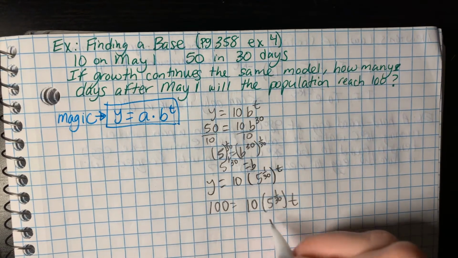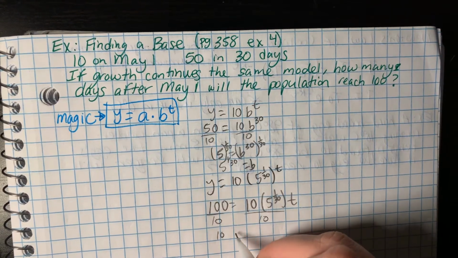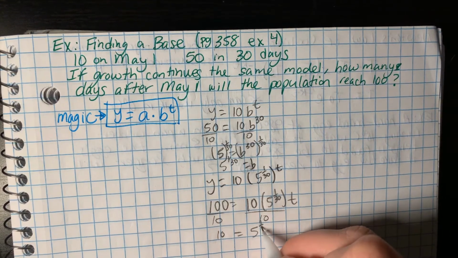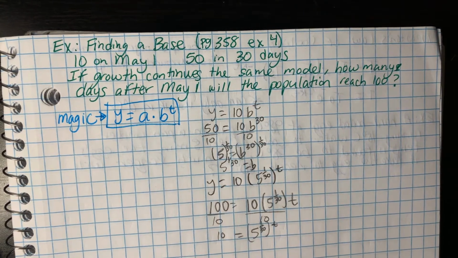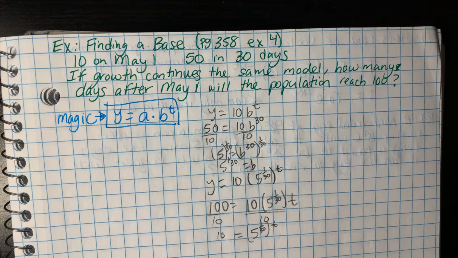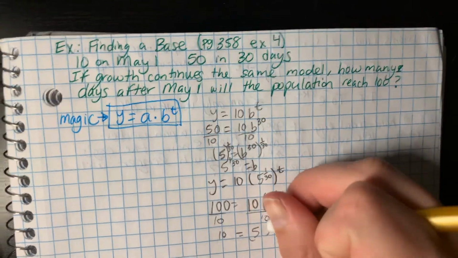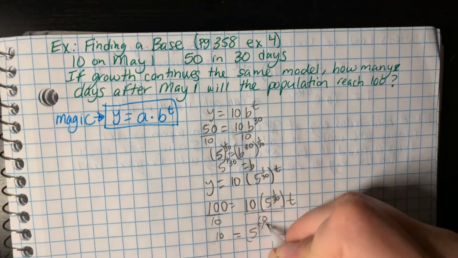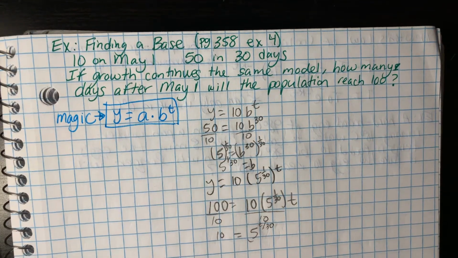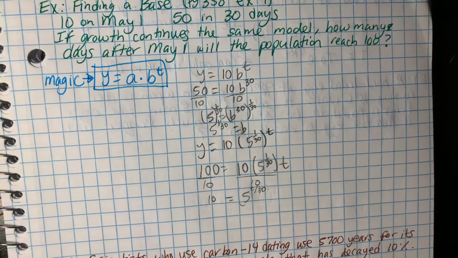All right, so we'll start solving. Get rid of that 10. At this point right here, we could actually get rid of our parentheses and multiply these, making this t over 30. That's fine, we can combine those.